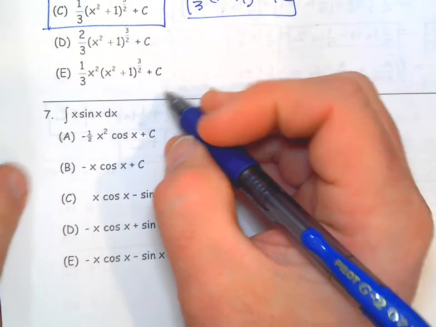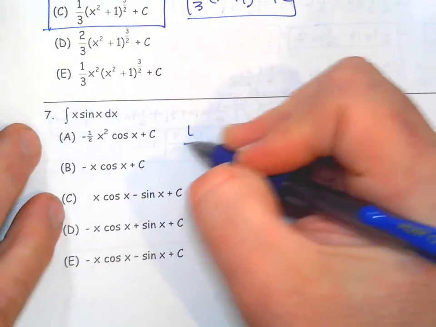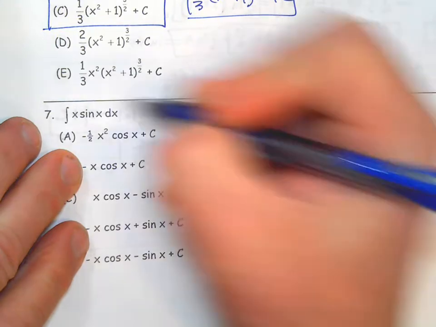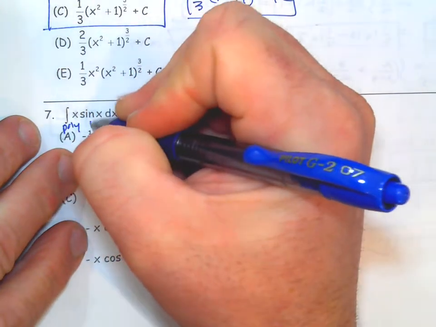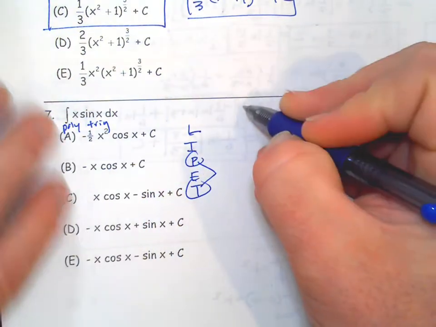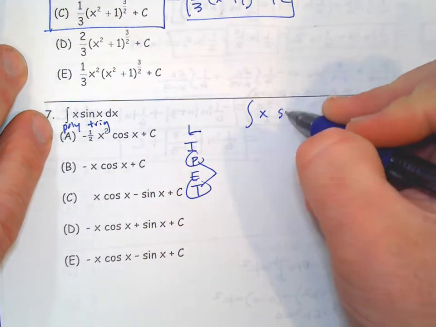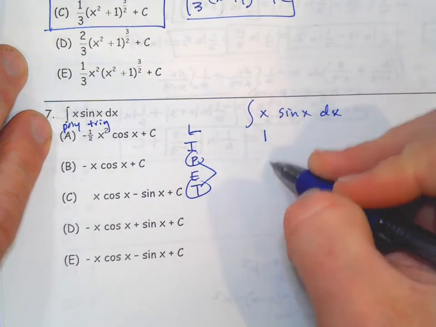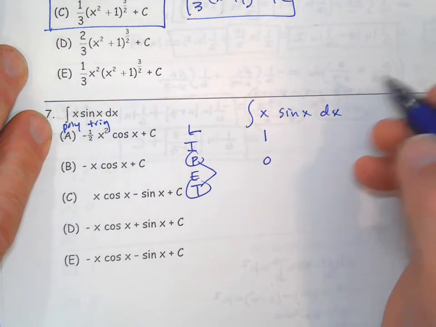All right. Number 7. And that's where we're going to have to use LIPET, integration by parts. Tic-tac-toe. This is poly. This is trig. So you got poly and trig. Now, the cool thing about that is you can use a shortcut, right? The thing that, if you keep taking the derivative, goes to 0, that's the thing you want to differentiate. And the other one we're going to integrate.